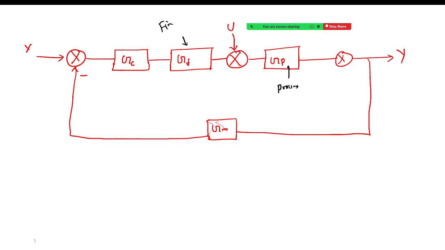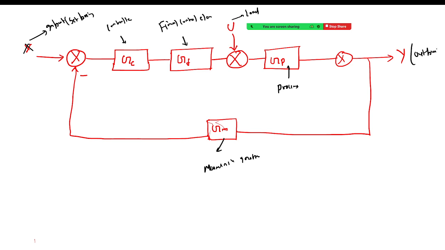This one is your final control element. This one is the controller. X is your input, and this is called the set point. U is called the load, and this one is your measuring instrument, and this one is your output.